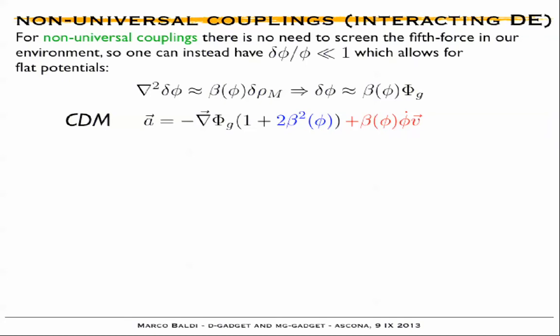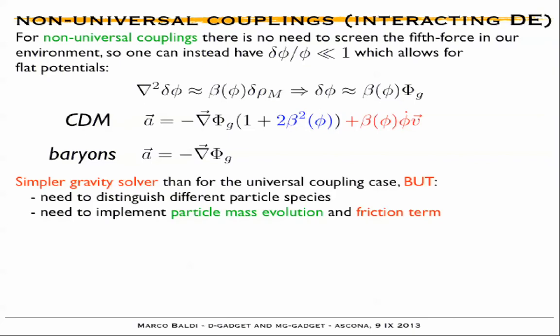But the difficulty is the fact that you have to follow two different types of particles, because the cold dark matter particles will obey this kind of acceleration equation, while baryonic particles will follow the standard acceleration equation. So they will not have extra fifth force and will not have a drag term. So this is definitely simpler and easier to implement than the model with screening I showed you before, but you need to distinguish different particle species, so you need to have multiple particle types in your simulation, and you need to implement a particle mass evolution, and in particular this friction term.